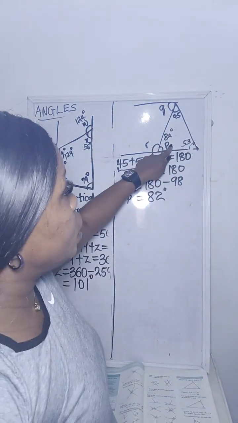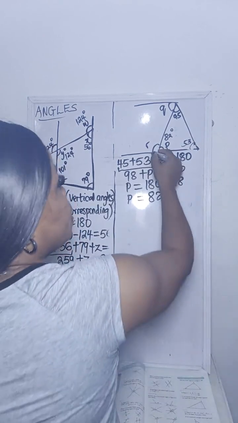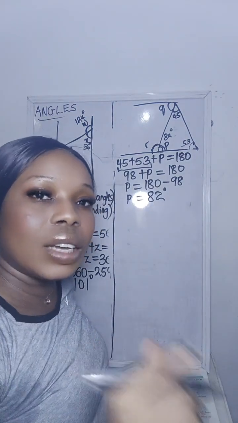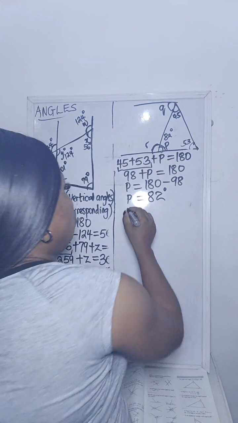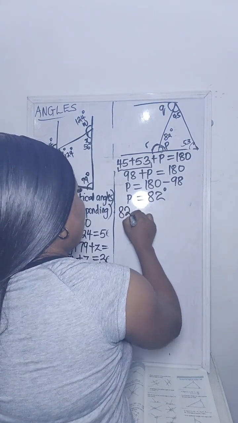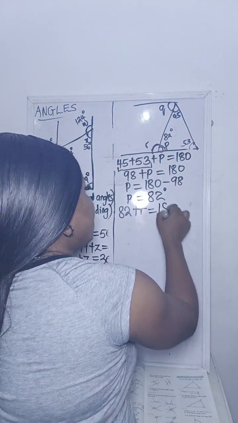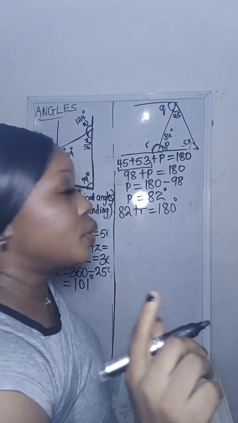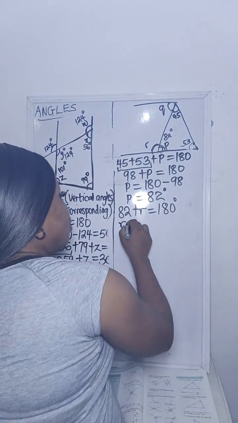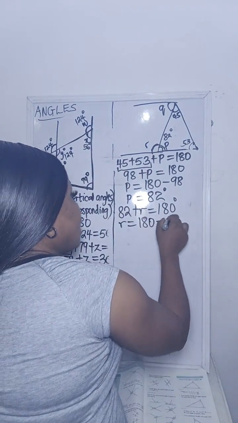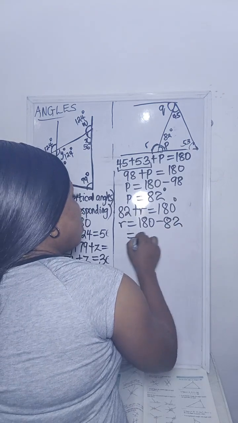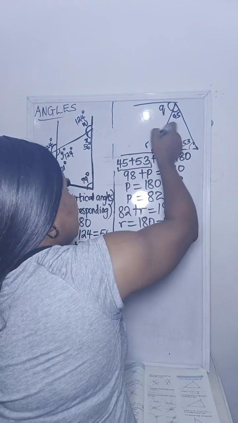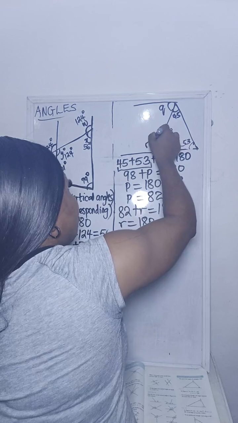Now, since we've gotten P, we'll be able to get R because they are both on a straight line, and the sum of angles on a straight line equals 180. So 82 plus R equals 180 degrees. Angles on a straight line equal 180. So R will be 180 minus 82, and that will give us 98. So our R is 98 degrees.